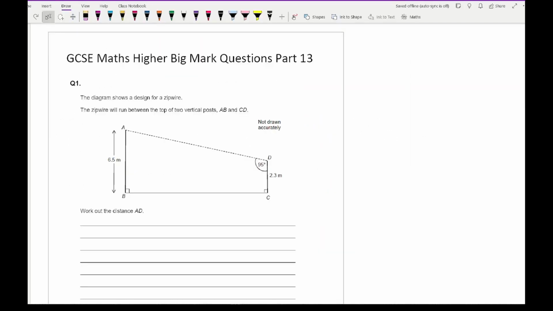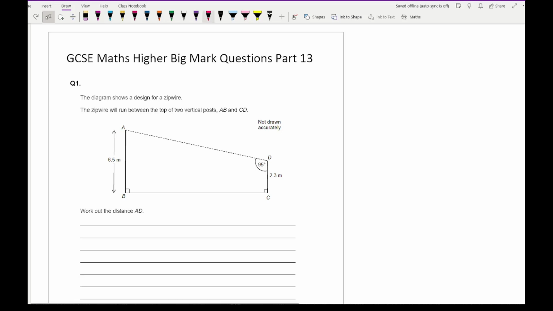So getting started on question 1, again, if you've not had an opportunity to print off the questions to have an attempt before watching this video, then all you need to do is pause the video as I read the question, have an attempt at it, then unpause to watch the rest. Looking at question 1, it says the diagram shows a design of a zip wire. The zip wire will run between two vertical posts AB and CD, and the question is asking us to work out the distance of AD.